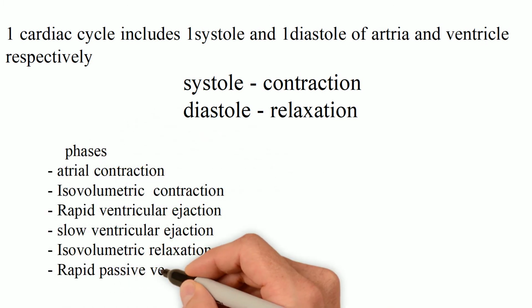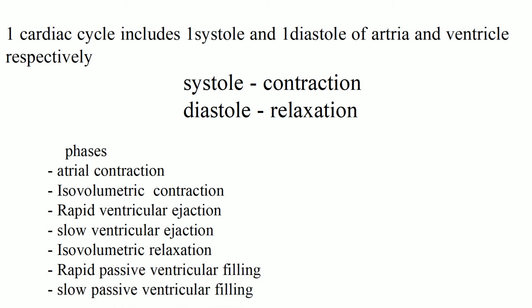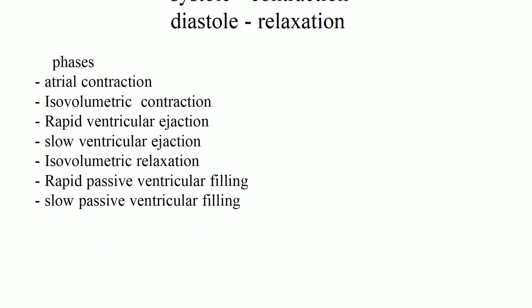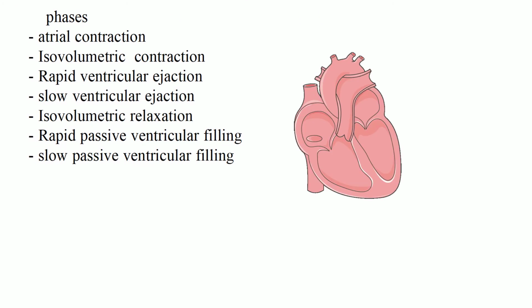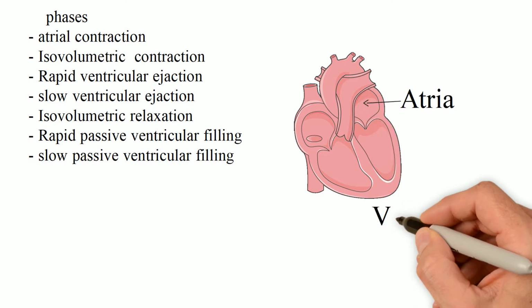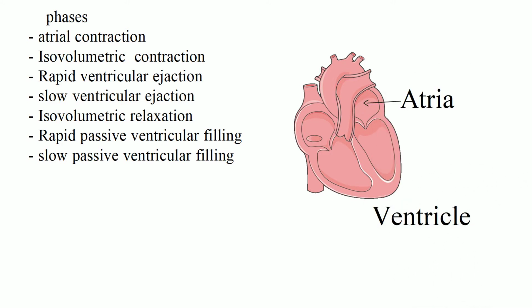We will discuss each phase of the cardiac cycle one by one and what the changes in the heart are during each phase. Now we will consider only one side of the heart, and the changes occurring on one side of the heart are the same for the other side. We will consider the changes during each phase in the atria, ventricle, valve and aorta. So let's begin with our first phase, which is the atrial contraction phase.